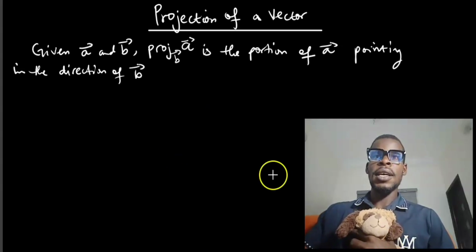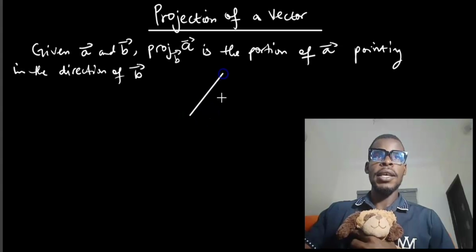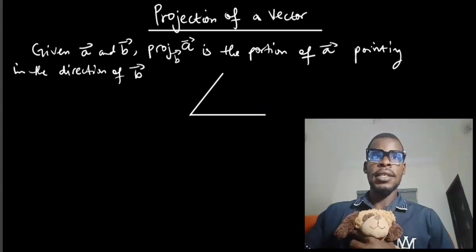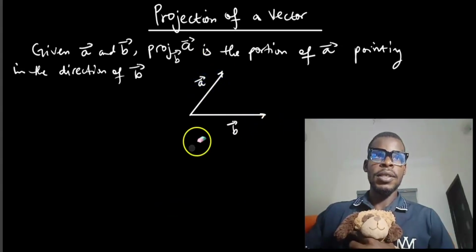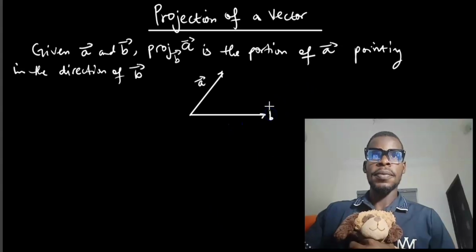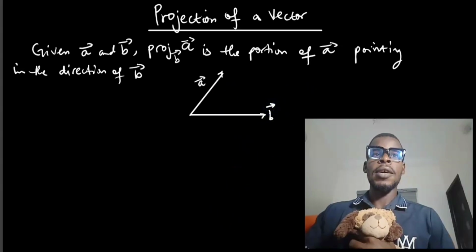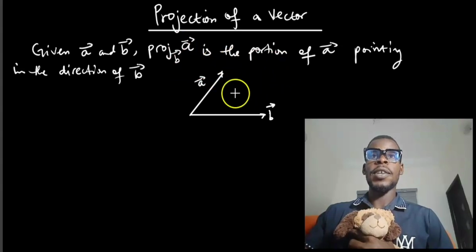So maybe let's just get some illustration. Let's say this is vector A, then this is vector B. Let me indicate that this is vector B, then this is vector A. Let me clean this off a little bit because I may need this space. Now, the projection of vector A onto vector B is the portion of vector A pointing in the direction of B.